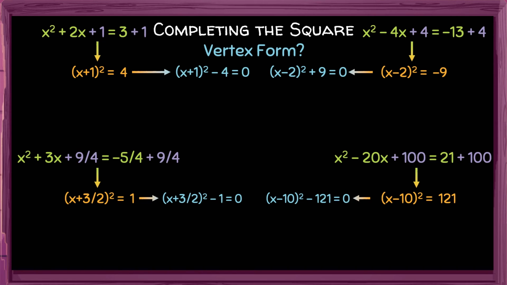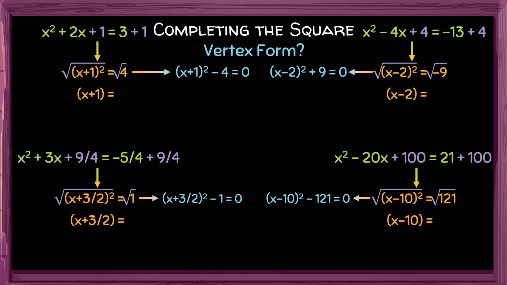We write a radical sign on both sides of each equation. On the left side, we now have the square root of a quantity squared. Square roots and squares are opposites, so they cancel out. We are left with whatever is inside the parentheses. On the right side, we take the square root of our number. And if this means taking the square root of a positive number, we must remember that there will be two square roots, a positive square root and also a negative square root.